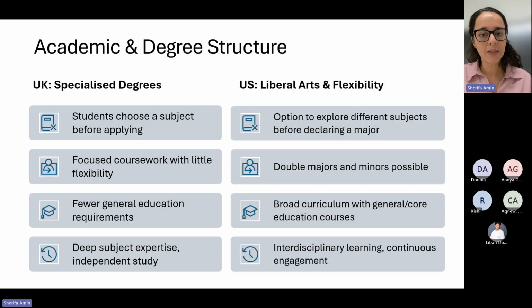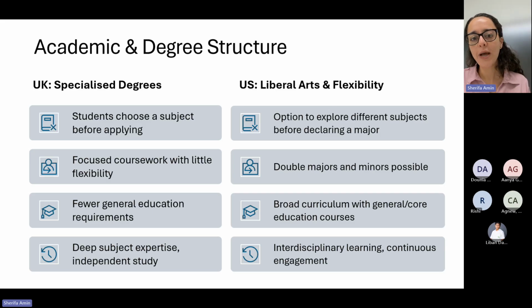Once they're accepted, all of the courses that they're going to be taking are highly focused on that subject, and there's very little room for unrelated courses. They might have one or two electives, but it is not very common. For example, a student studying biology will mainly take biology-related courses with very minimal general education requirements.